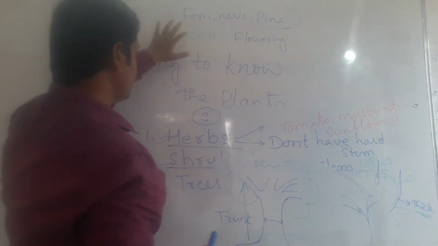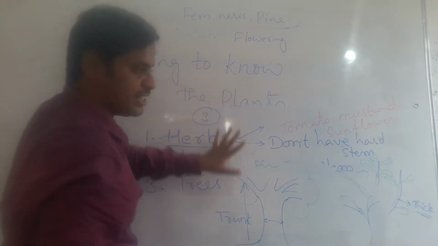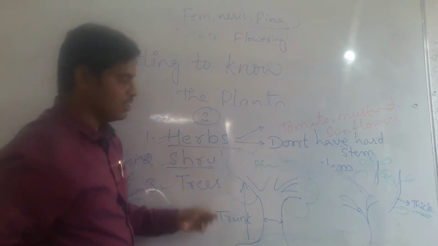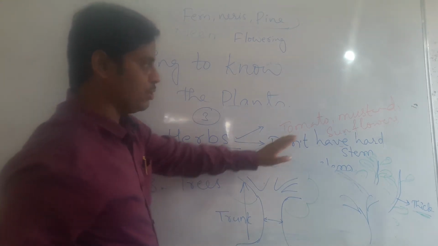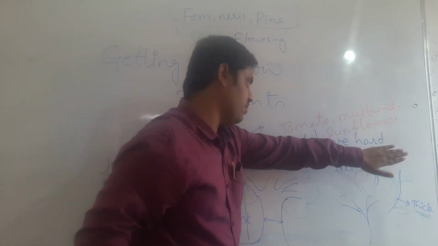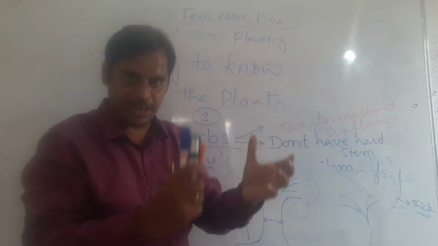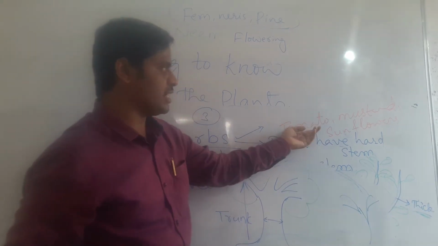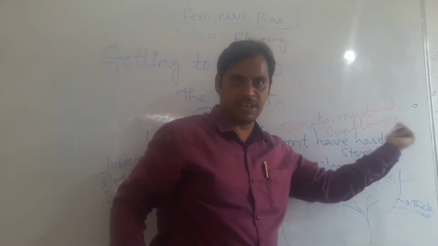Right? So till now we discussed that plants are basically three types: herbs, shrubs, trees. Herbs don't have a hard stem, they have a very weak stem, right? We can bend it, and they don't show huge growth. Examples are tomato, mustard, sunflower, etc.